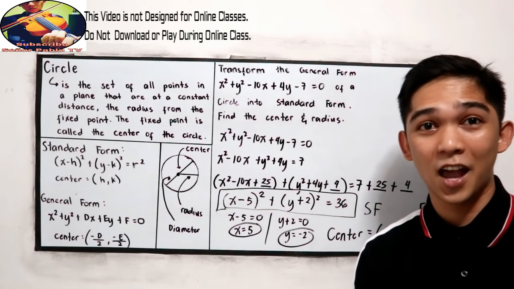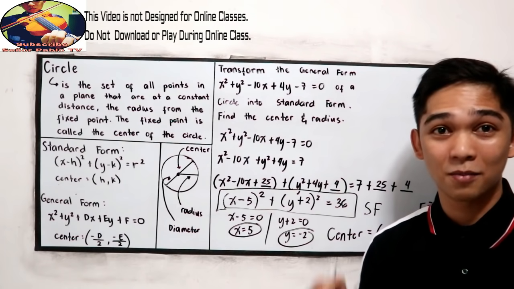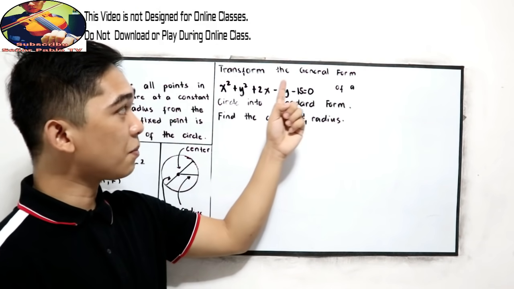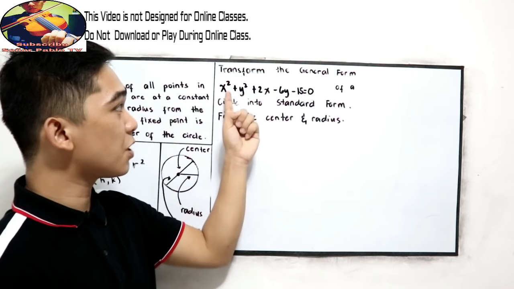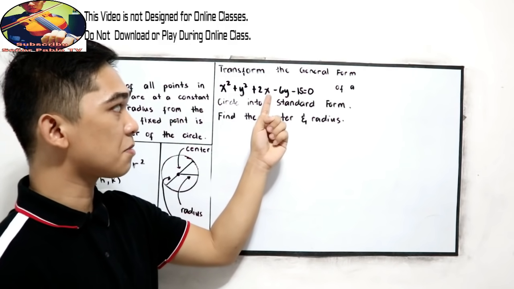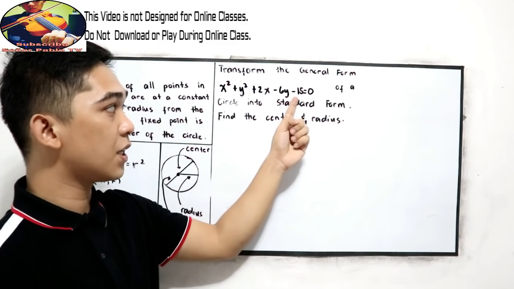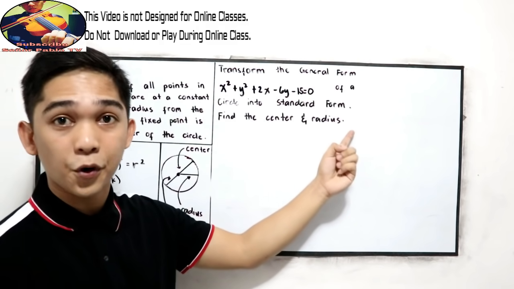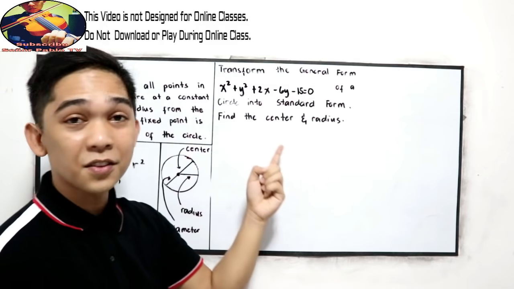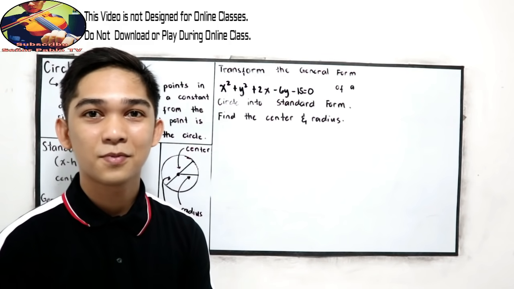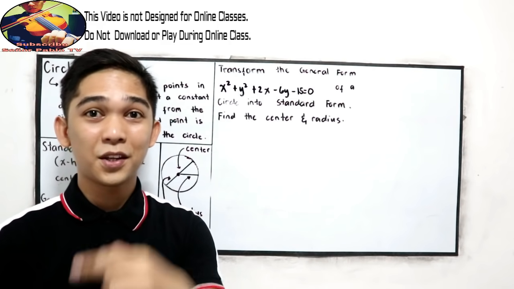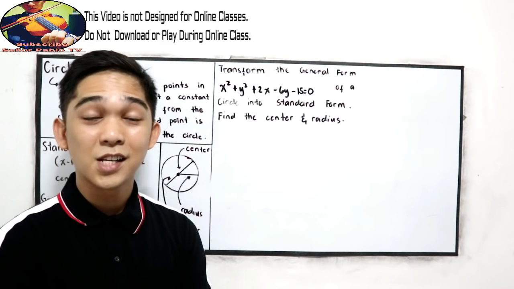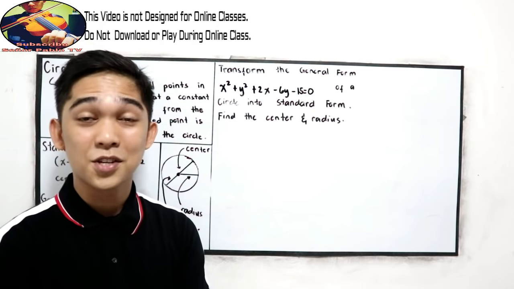Now, your turn. I want you to answer this problem. The problem is, transform the general form x squared plus y squared plus 2x minus 6y minus 15 equals 0 of a circle into standard form. Find the center and the radius. Pause the video and answer this problem. Then after answering, resume watching to check your answers.